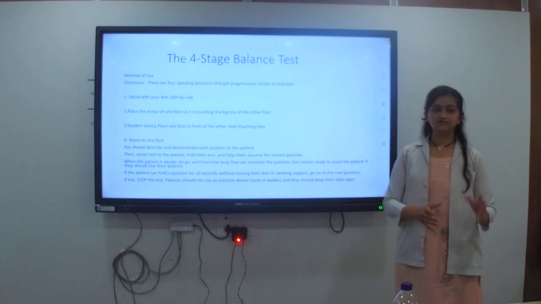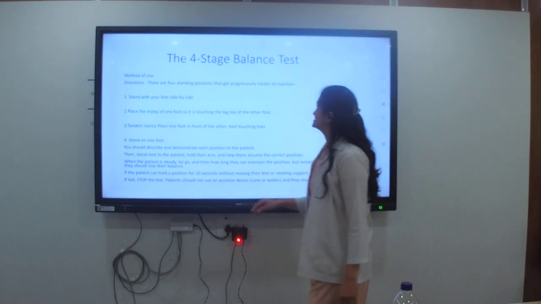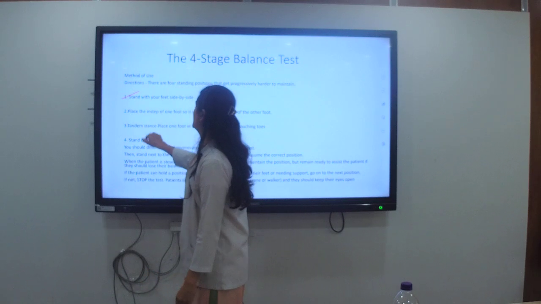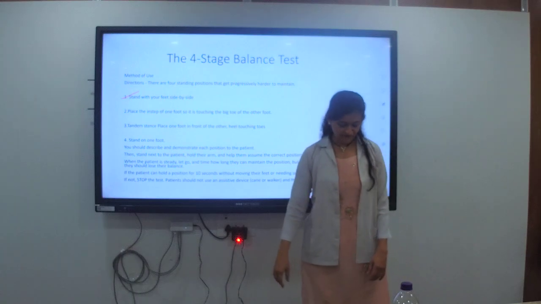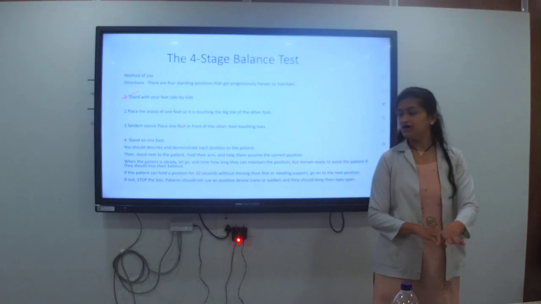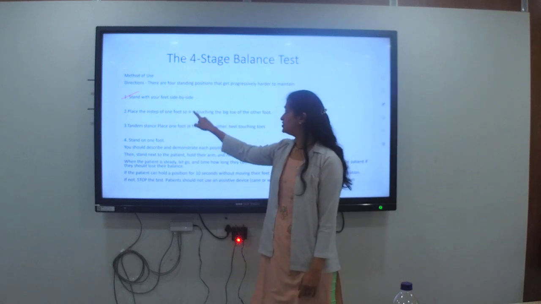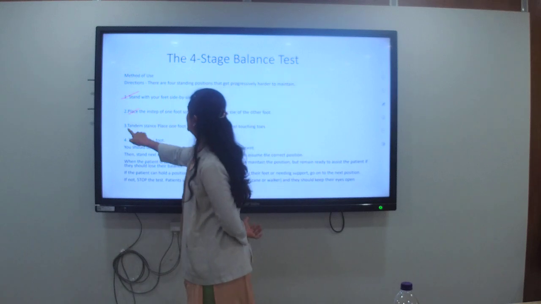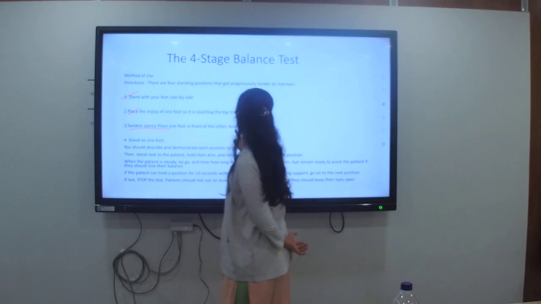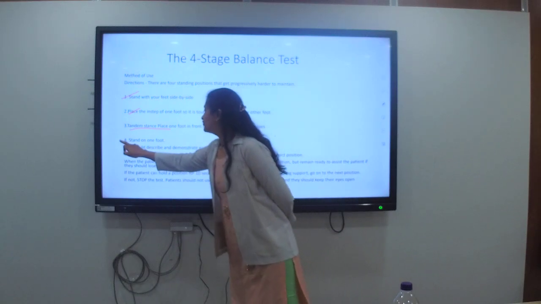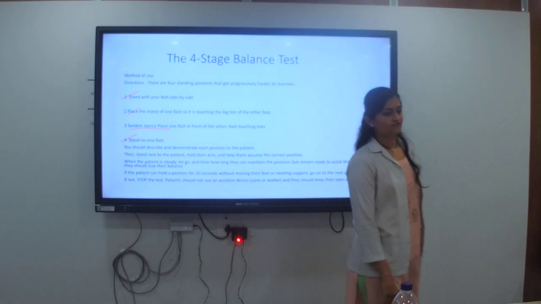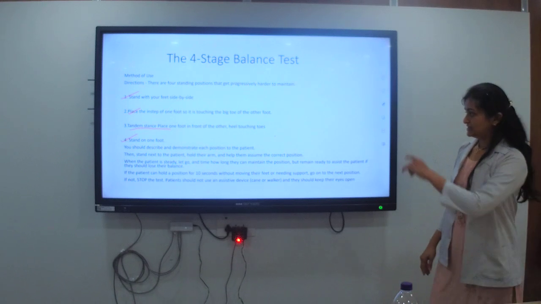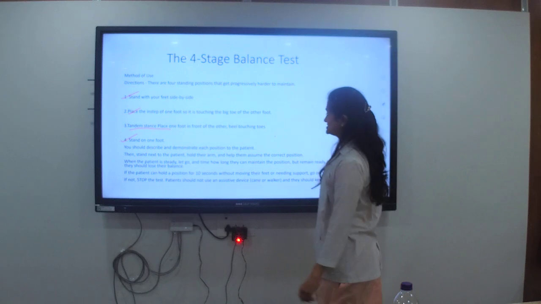Okay, so apart from this Romberg test, there are 4 other tests to check the balance. First is to stand with your feet side by side. So what you will do is place one foot next to the other, placing the instep of one foot so it is touching the big toe of the other foot. Then the second is the semi-tandem stand. Third is your tandem stand: one foot in front of the other, heel touching toes. And fourth is your stand on one foot. So you just lift one leg like this and stand on one foot. So these are the 4 other tests apart from the Romberg test.